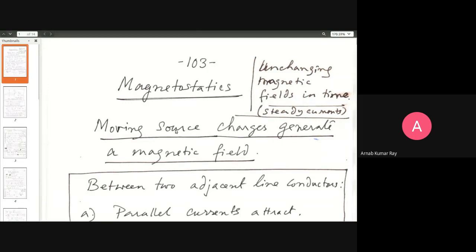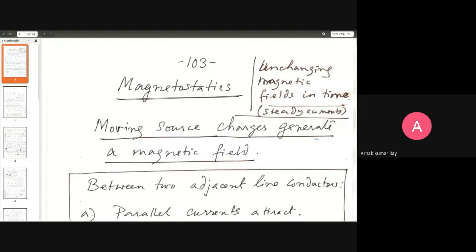Once we have understood electrostatics and magnetostatics, we shall go into electrodynamics involving both electricity and magnetism in varying time. But for the time being, we confine our attention to magnetostatics. And statics, what does it imply? Statics means that things are unchanging in time. Things are not changing in time. For instance, electric field not changing in time.